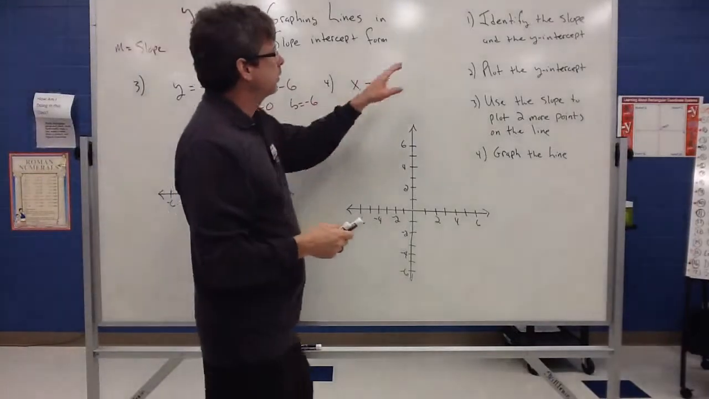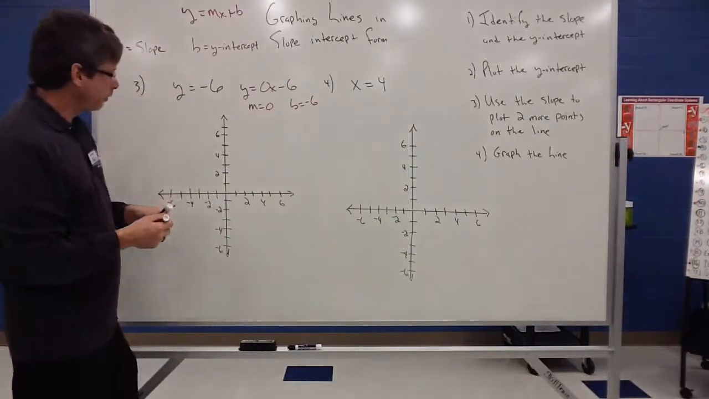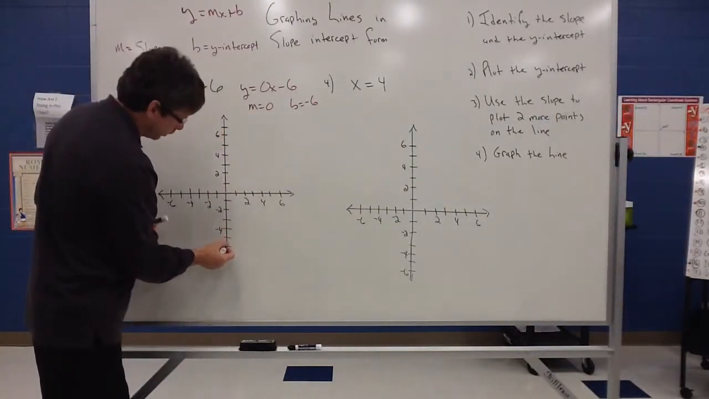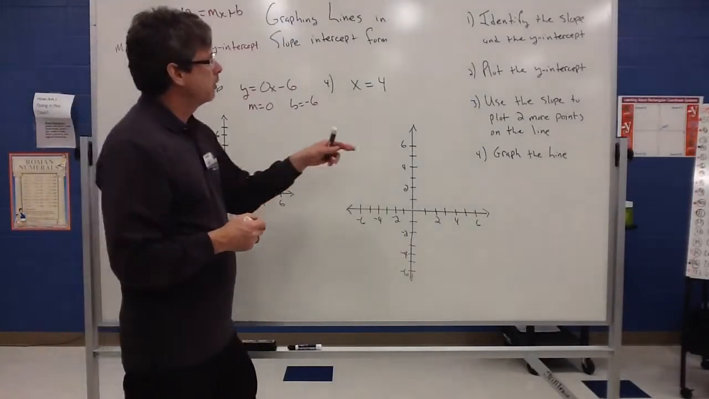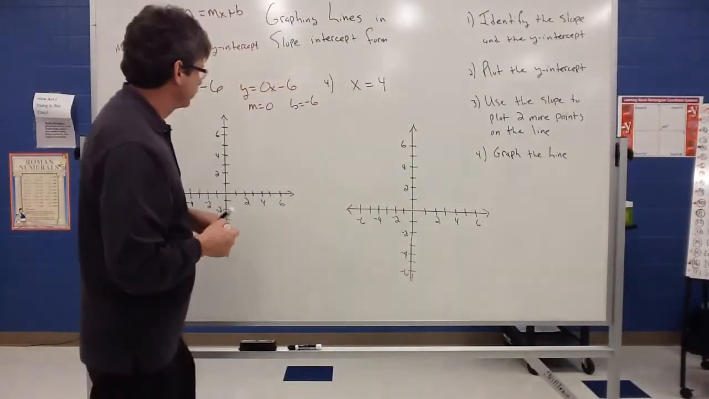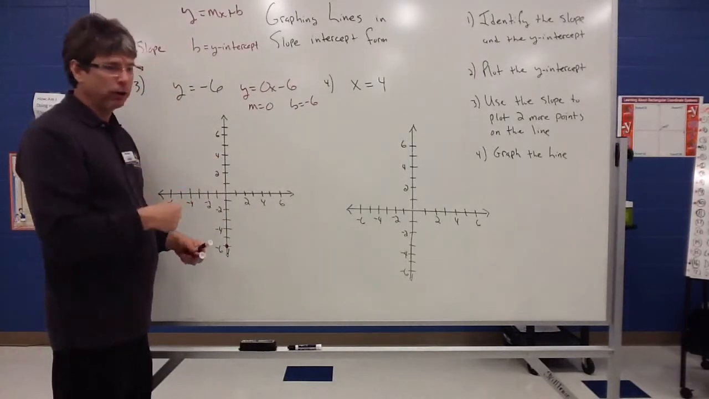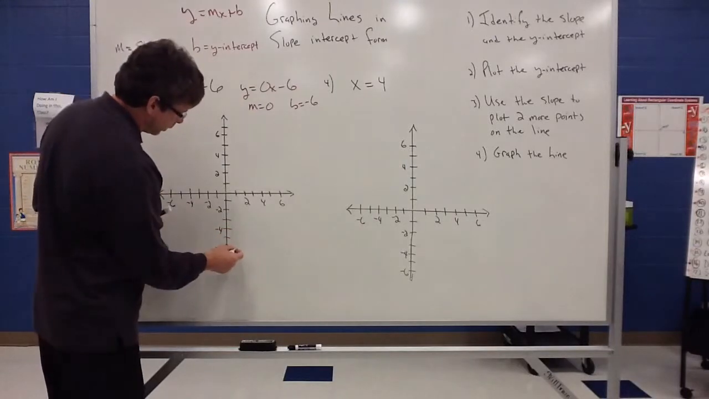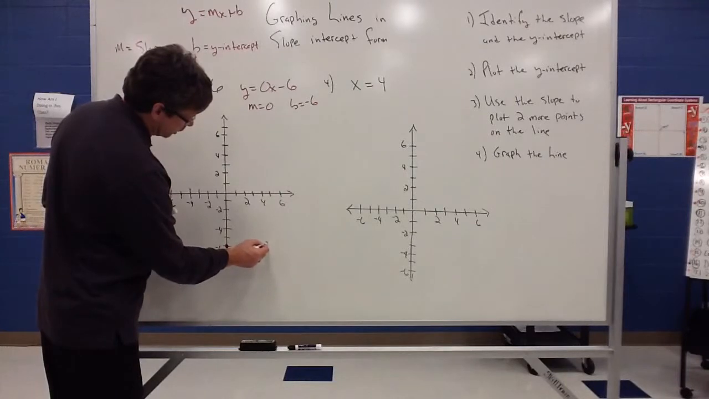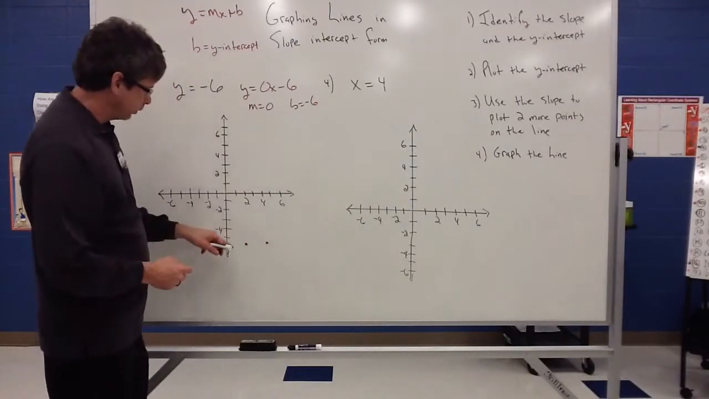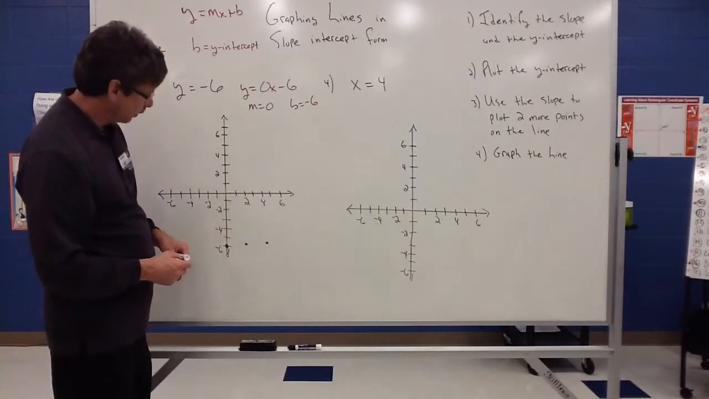So once I've identified the slope and the y-intercept, I want to plot the y-intercept. Well, the y-intercept crosses the y-axis at -6, so that's down here. Next, I want to use the slope to plot two more points. Since the slope is 0, there's no rise, there's only run. So my line has to be going in a horizontal direction. So I can make a couple of points going off that way. I put a point down here at 2, -6, and 4, -6.